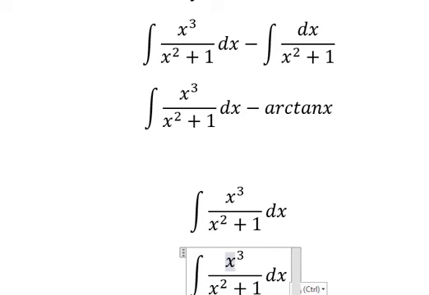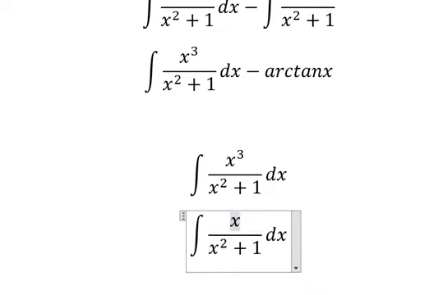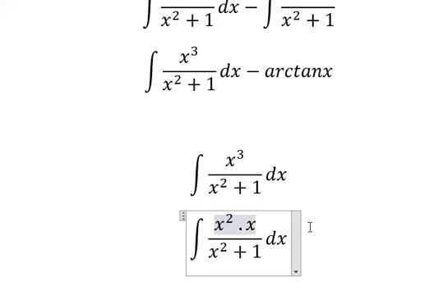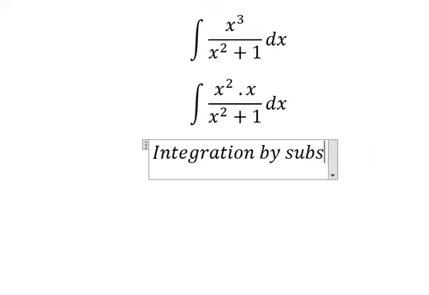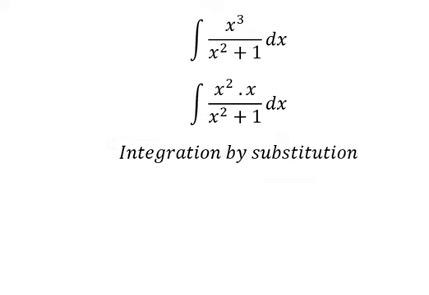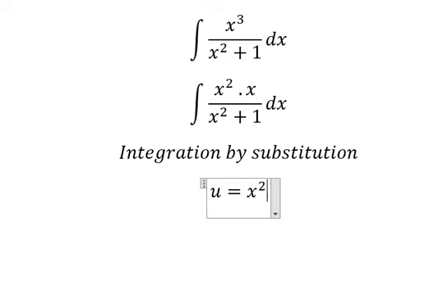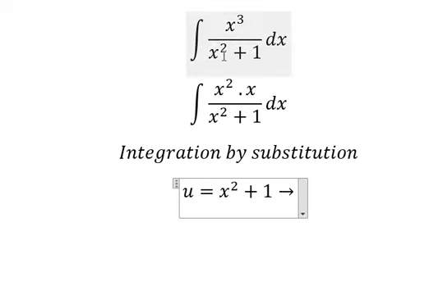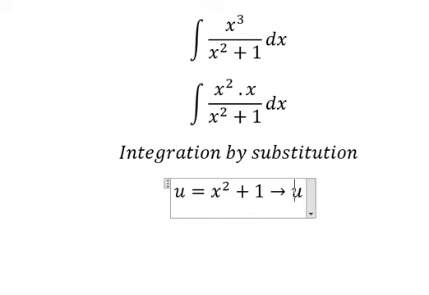S to the power of 3 we can put into s squared multiplied by s. Now we need to use integration by substitution. So I will put u equals s squared plus 1 because we have s squared in here. So I will put number 1 to the left.